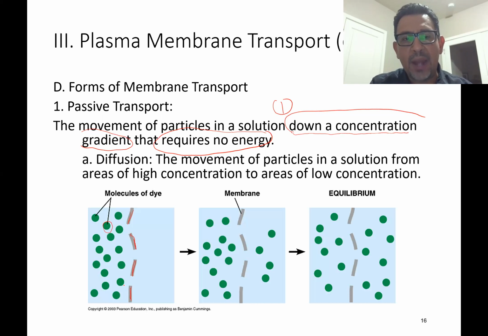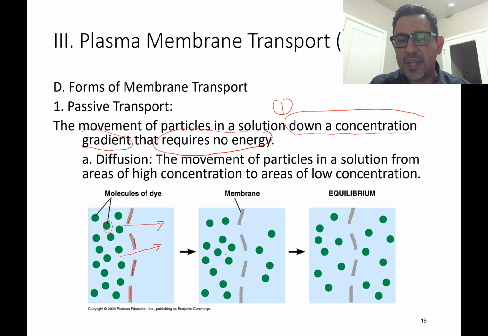And what one can predict, if we could imagine these green solute molecules of dye as they're moving and colliding with one another, is that they're going to be going from a region where they're more concentrated to a region where they're going to be less concentrated. And that is what we see as we go to the illustration in the middle.